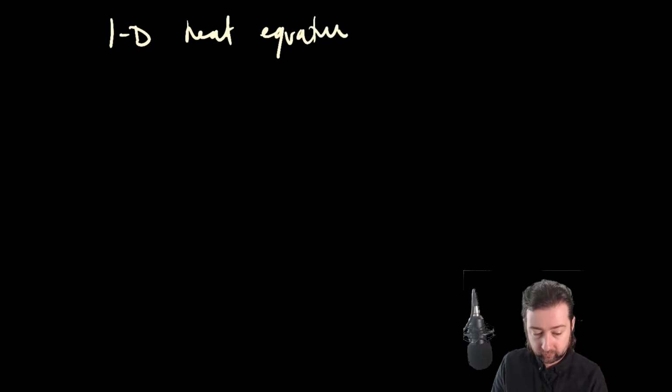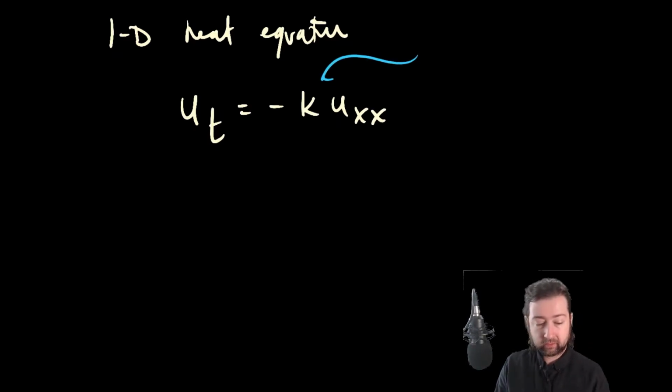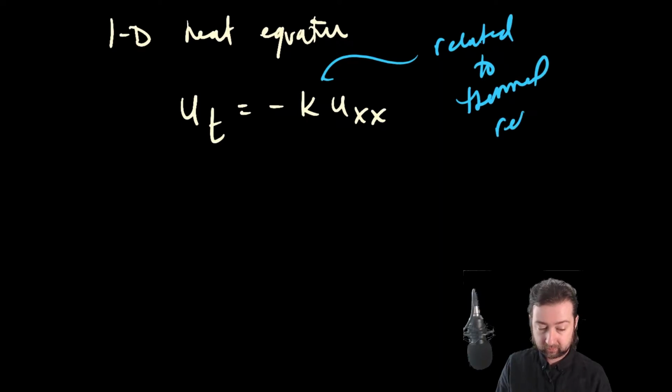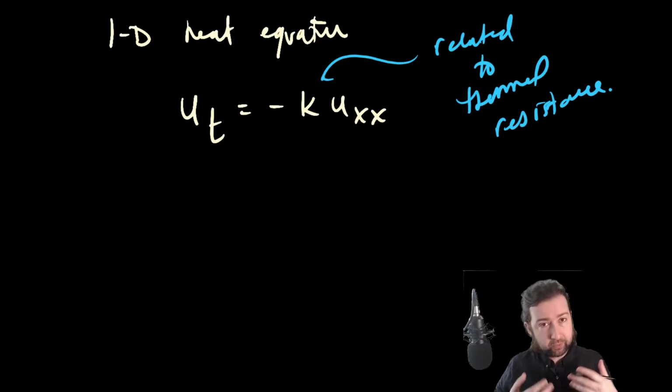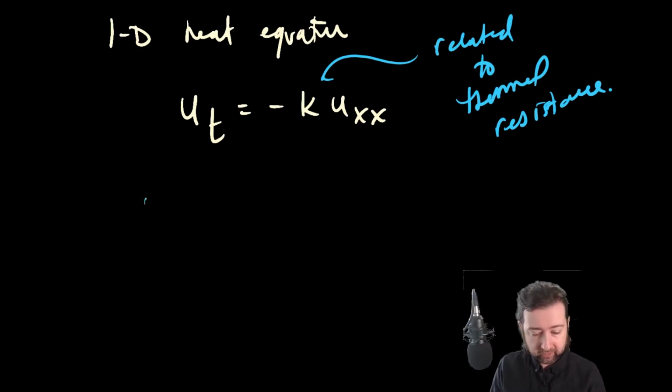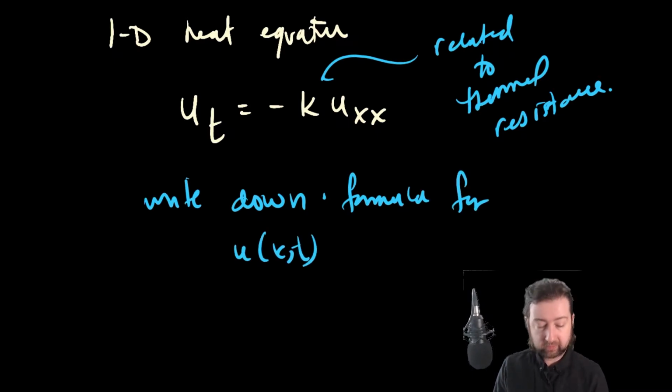So the heat equation, or what we call the 1D heat equation, is just u_t is equal to minus k u_xx. If you're wondering what this constant is doing in here, this is related to thermal resistance. So it comes out of the physical properties of the particular object that you're studying. So the goal of this is to try to figure out a way to write down a formula for u of x and t.